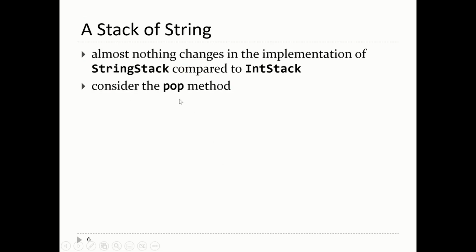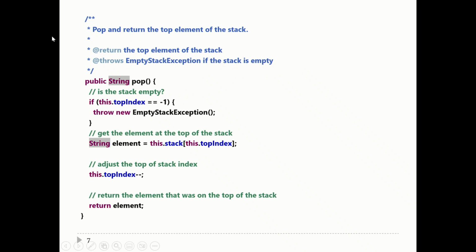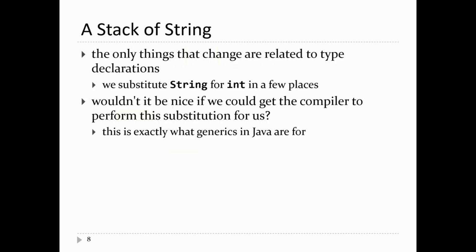So almost nothing changes. We can look at the pop method. In pop, the only thing that changes is the element type. It used to be an int, now it's a string. And that's it. All that's changing are a bunch of type names. Instead of writing int, we're just writing string in a bunch of places. And so wouldn't it be nice if the compiler could do that for us? Because if it could, then the compiler could synthesize the new classes for us. So this is exactly what Java generics are for.